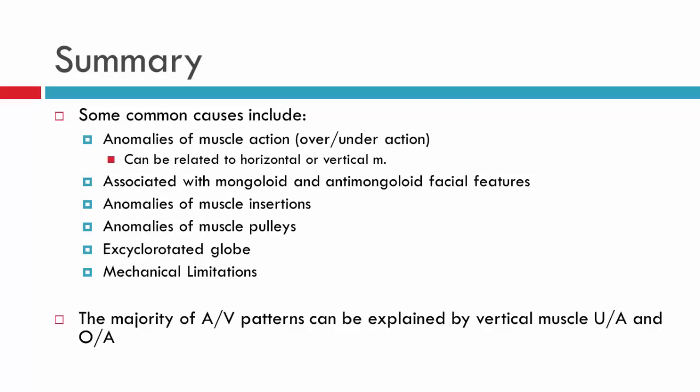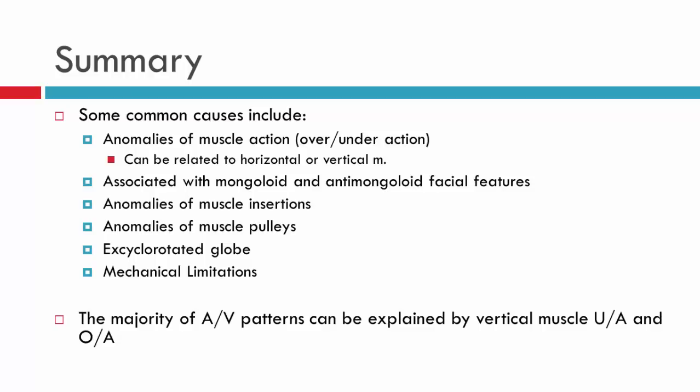So in summary, there are a number of causes of A and V patterns. The most common cause of an AV pattern is an over or under action of the cyclovertical muscles. So generally speaking, in most instances, you will be able to identify the cause of the A or V pattern during ocular movement assessments when you detect a cyclovertical muscle under or over action. However, there are a number of other reasons why an AV pattern may occur. As we've seen, they can be associated with mongoloid and antimongoloid facial features where we may see an over or under action of cyclovertical muscles, or there may be a displacement of pulleys, for instance.